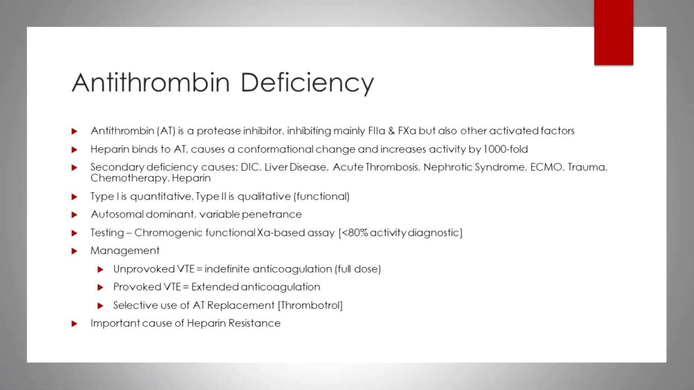Antithrombin deficiency, our last and most severe inherited thrombophilia. It's a protease inhibitor, and it inhibits mainly activated factor 2, so that's thrombin itself, but it also inactivates factor 10A, and there are some other factors. So I generally think of antithrombin as being almost the vacuum cleaner of activated factors, but it strongly has an effect on factor 2 and 10A.